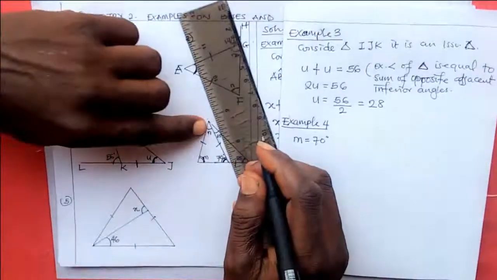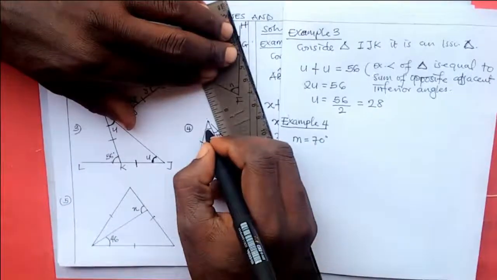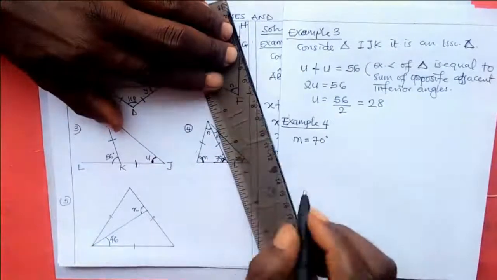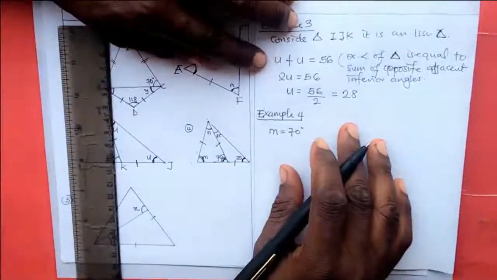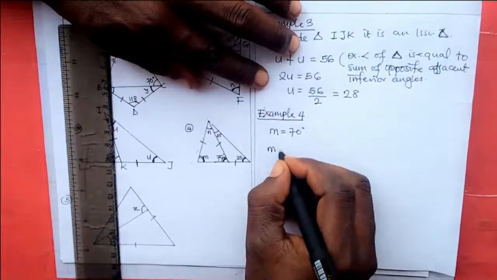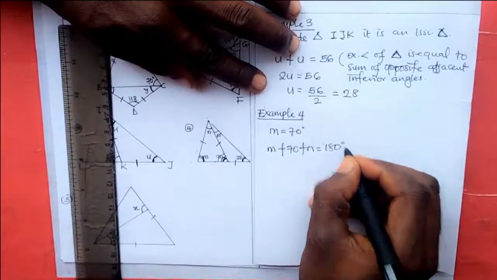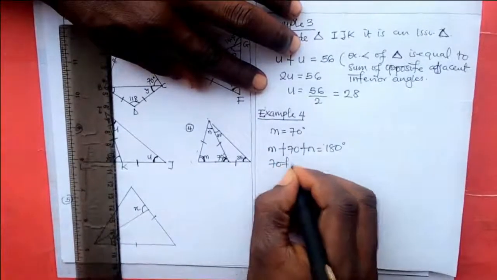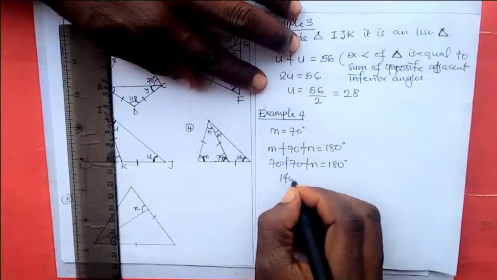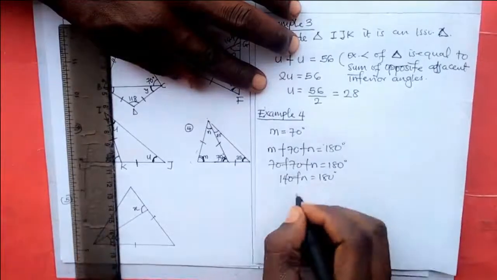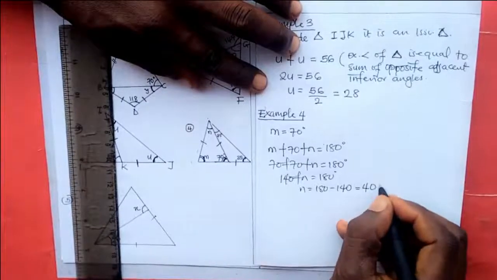Then we want to get n. Looking at it, we have m as 70, here is 70, here is n. This is a triangle, so the sum of angles in a triangle is 180 degrees. So we have 70 plus 70 plus n equals 180 degrees. So we have 140 plus n equals 180. Then n equals 180 minus 140, which is 40 degrees.